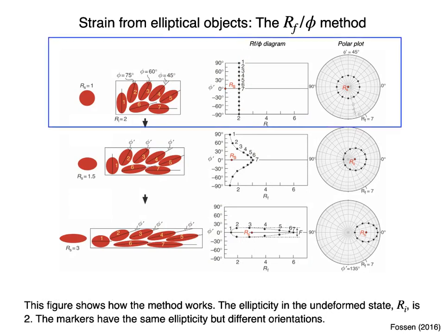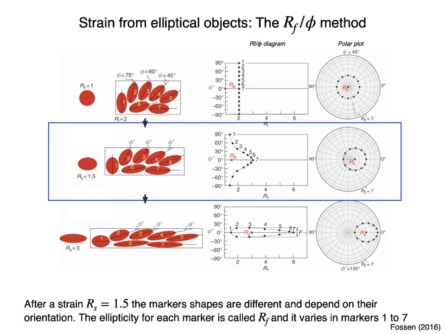Suppose before deformation, the clasts of a conglomerate had the same initial ellipticity, Ri equal to 2, but different orientations. In a graph of ellipticity, R, versus the angle of the long axis of the clasts with the horizontal, phi, all clasts plot along the vertical line Ri equal to 2, and the applied strain ratio Rs is 1. In a polar plot, with phi increasing around the circle, and R increasing radially outwards from the center of the circle, the clasts plot on the circle of ellipticity 2, and the strain ratio, Rs, is 1.